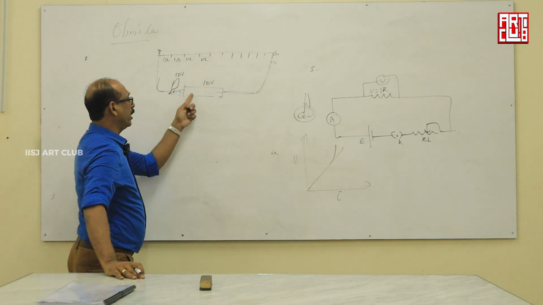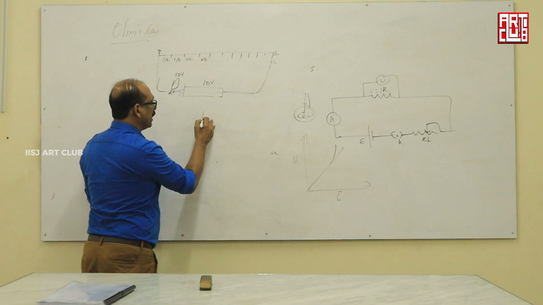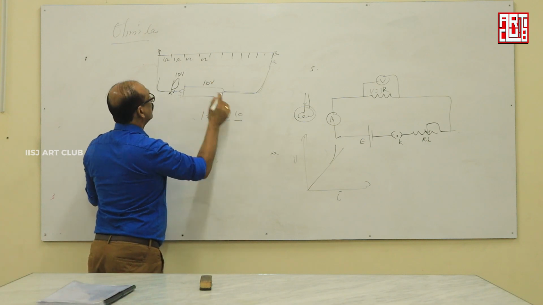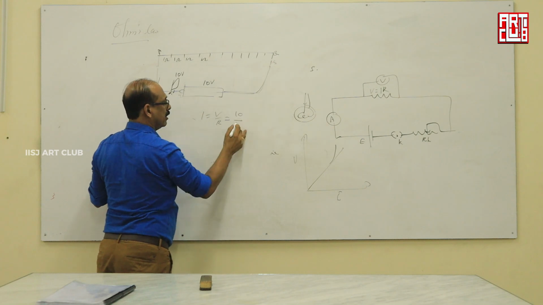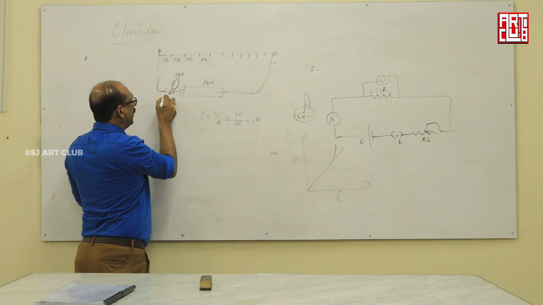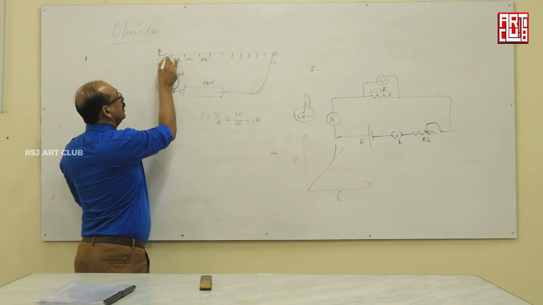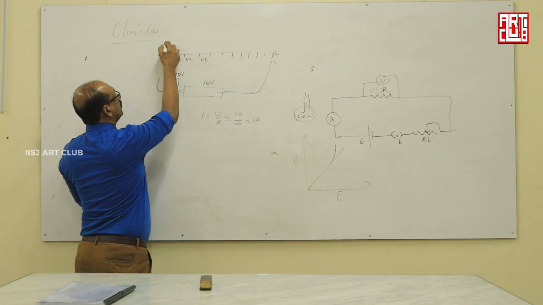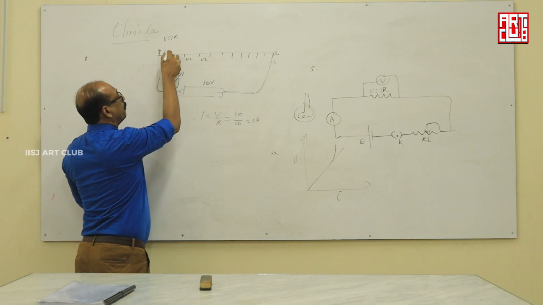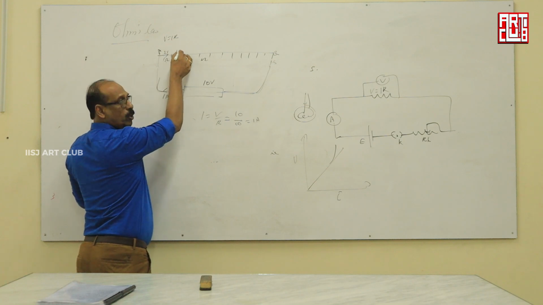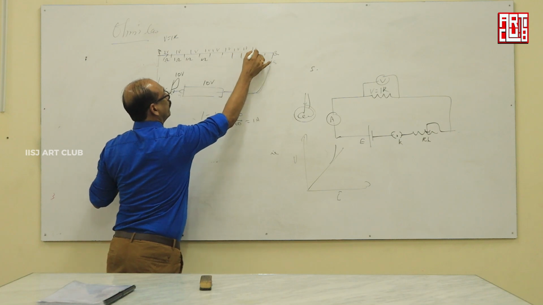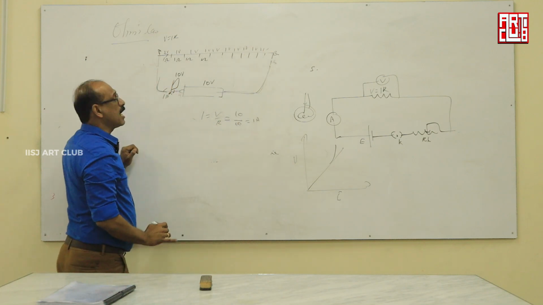So the current flowing through this circuit is I equals V by R. V means 10, total resistance is 10, so current is 1 ampere. When this 1 ampere current flows here, according to Ohm's law, the voltage drop is V equals IR. So 1 volt will drop here. Again here 1 volt will drop. Every segment 1 volt will drop. Clear?